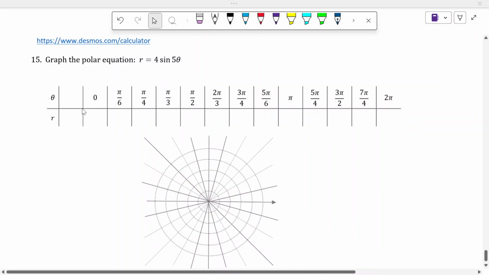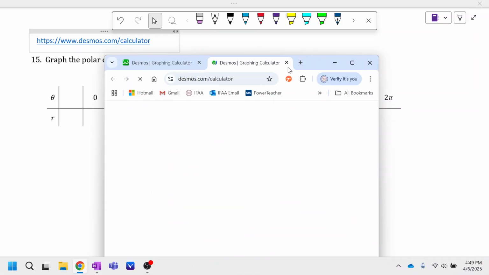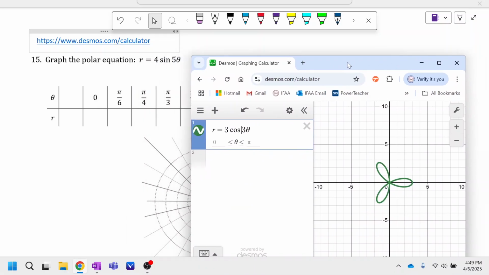Now they set up this beautiful table. Well, I guess it's not so beautiful. We could plug all these thetas in, all these angles in, and calculate the output, which would be the radius, a different radius for each of these. It's going to be horrible and messy. Nobody graphs these by hand like that. Let's just fire up Desmos, and let's see what this looks like.